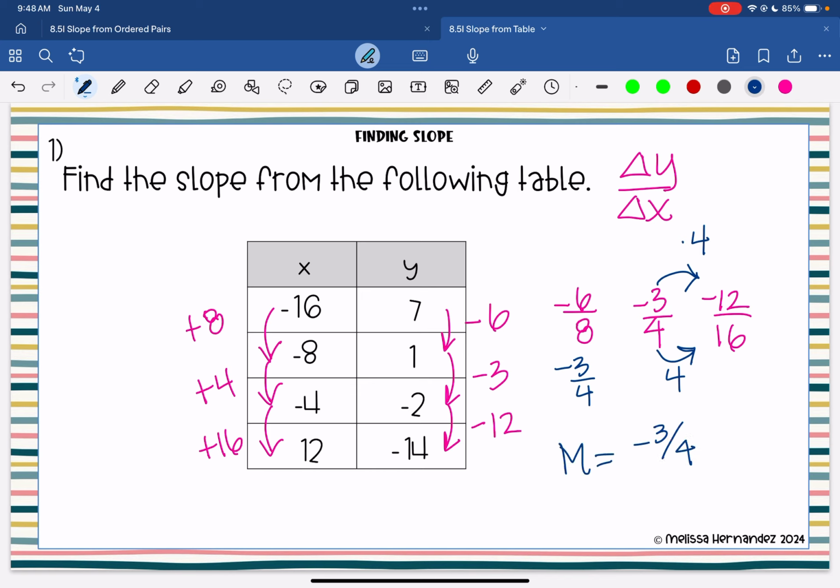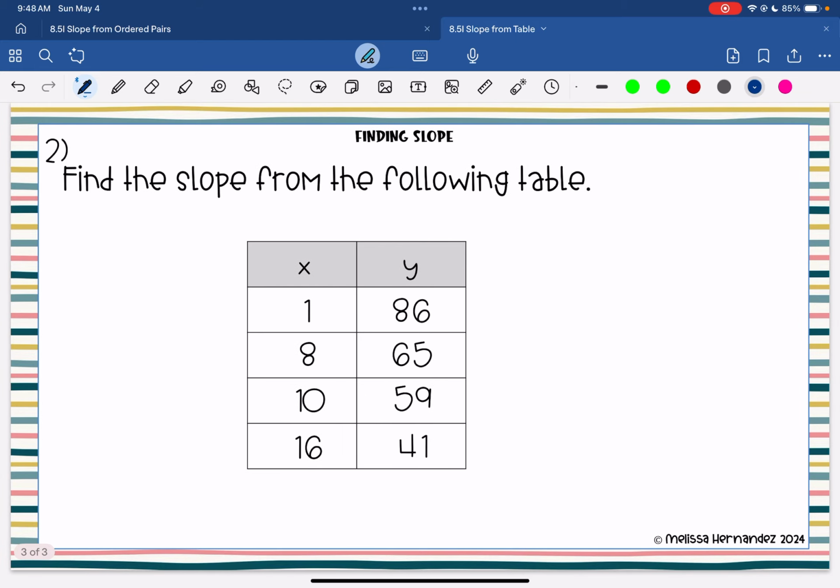All right, let's do another problem. And I put m because m is what we use for slope in slope-intercept form. In this case, we don't have any negative values. That doesn't mean this isn't a negative slope. We're always going to start off with change in y, and then we'll find our change in x.